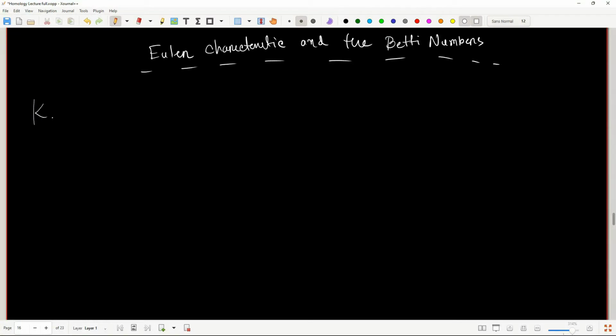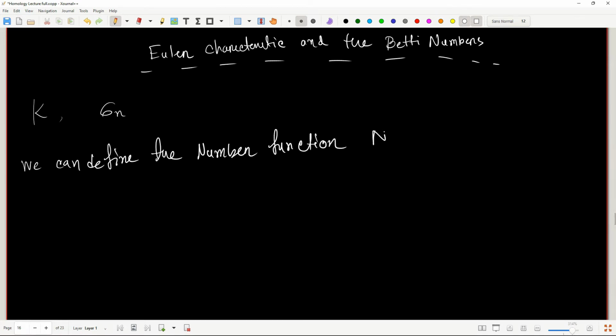For any simplicial complex K, where the simplices are denoted with sigma n, that is an n-simplex, we can define the number function n of sigma n, that is equal to the number of n-simplices in K. So this number function computes how many n-simplices are inside K. Okay.